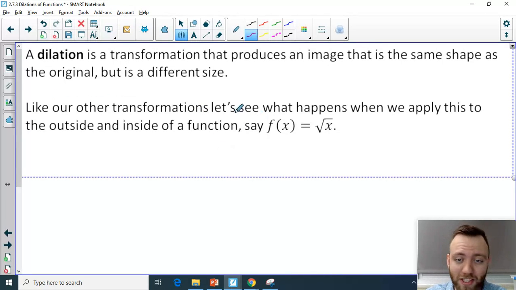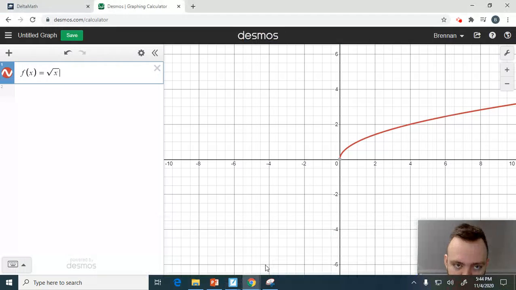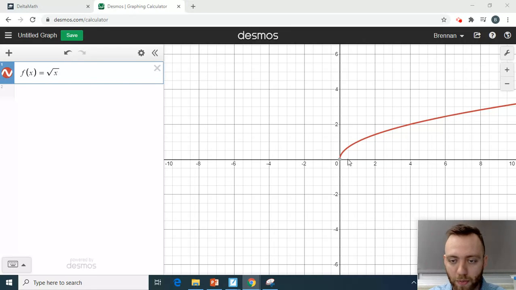So like other transformations, let's see what happens when we apply this to the outside and inside of a function. Let's say f of x equals the square root of x. Now, when I'm talking dilations, I'm talking multiplying, right? So when we multiply this outside value by 2, let's get some intuition here, right? We're saying whatever y value or f of x value, whatever output you would have got, just multiply it by 2. So I bet this (1, 1) is going to go up to 2.